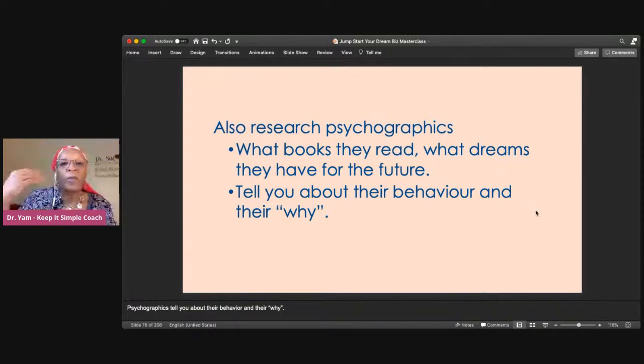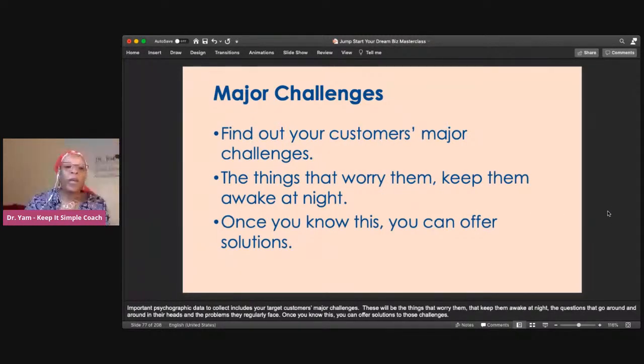Those are types of behavioral things, and what those whys are that you're striving for. So here may be some major challenges when it comes to making those collections of data with those target audiences. So things that may be worrying them. There may be things that are keeping them up at night. There could be things that may be in their heads, and it's a problem that they are regularly faced with. For instance, I have a friend.